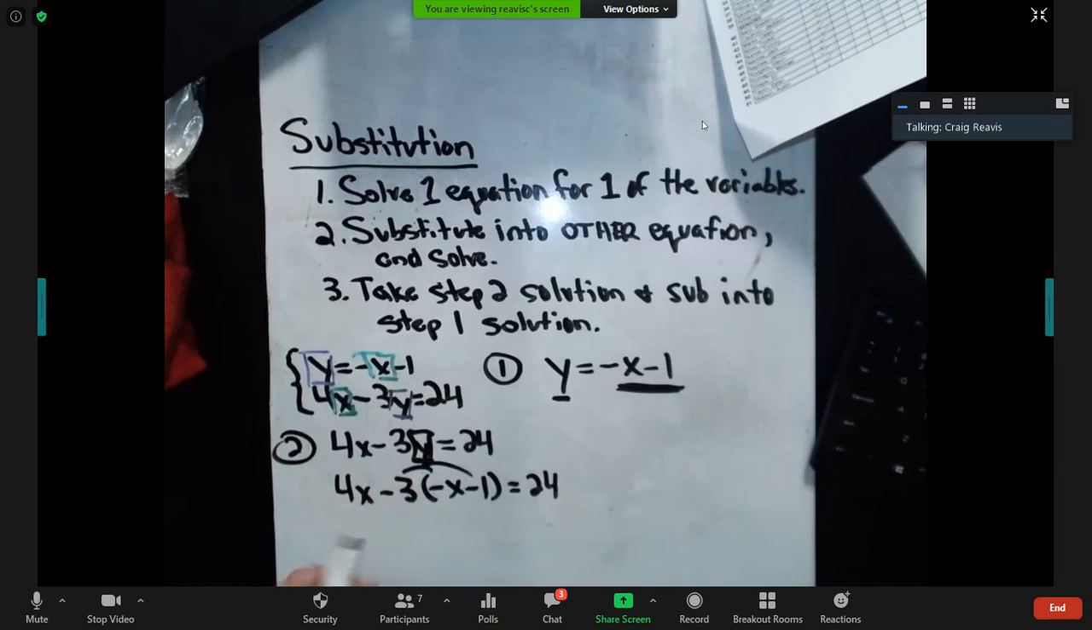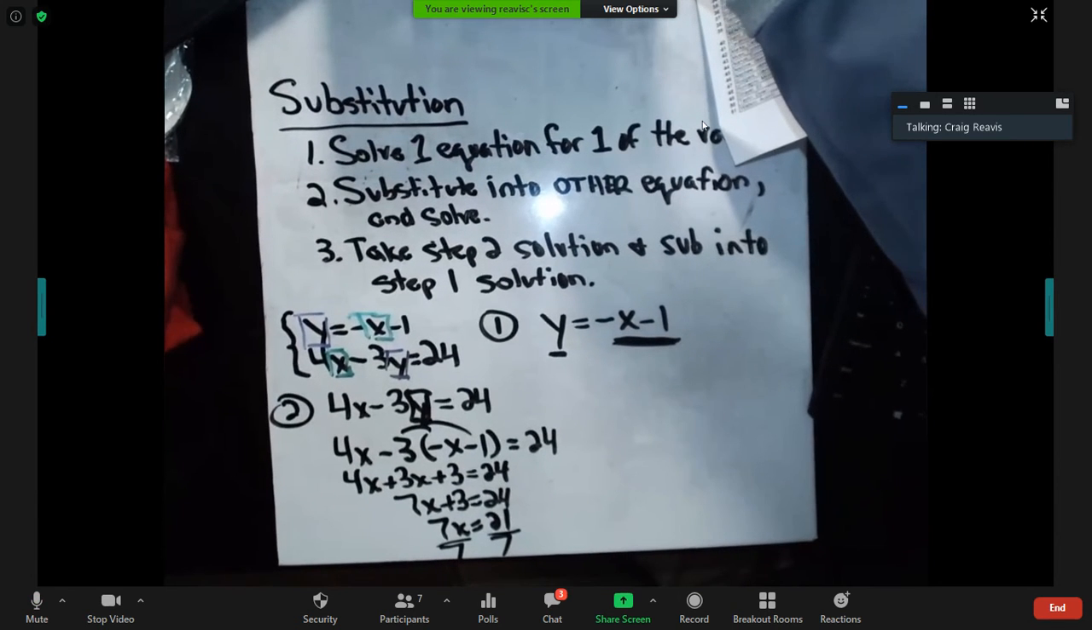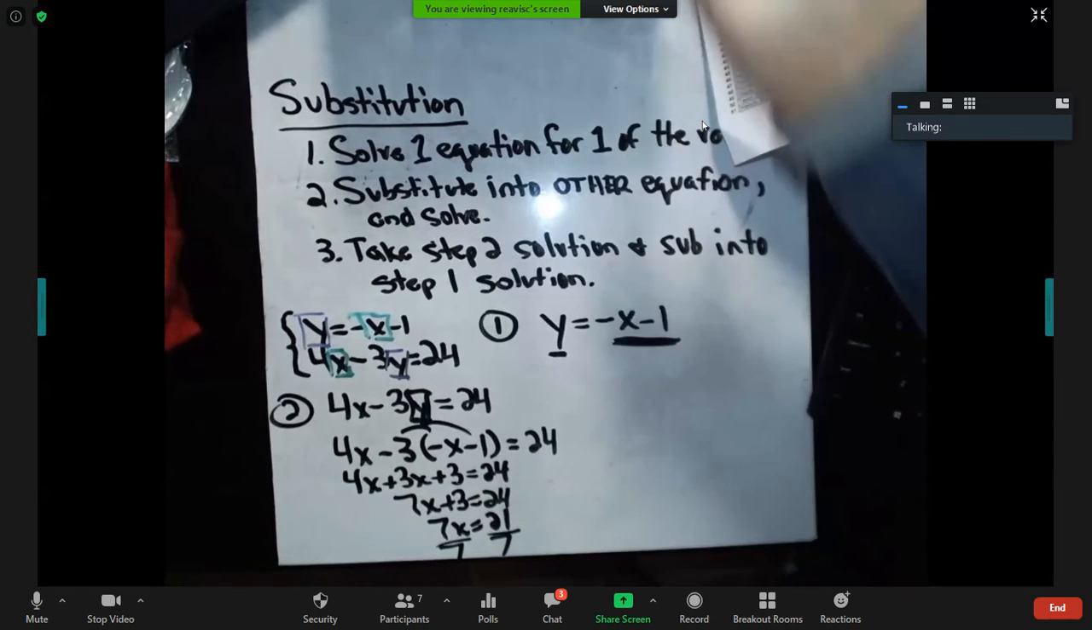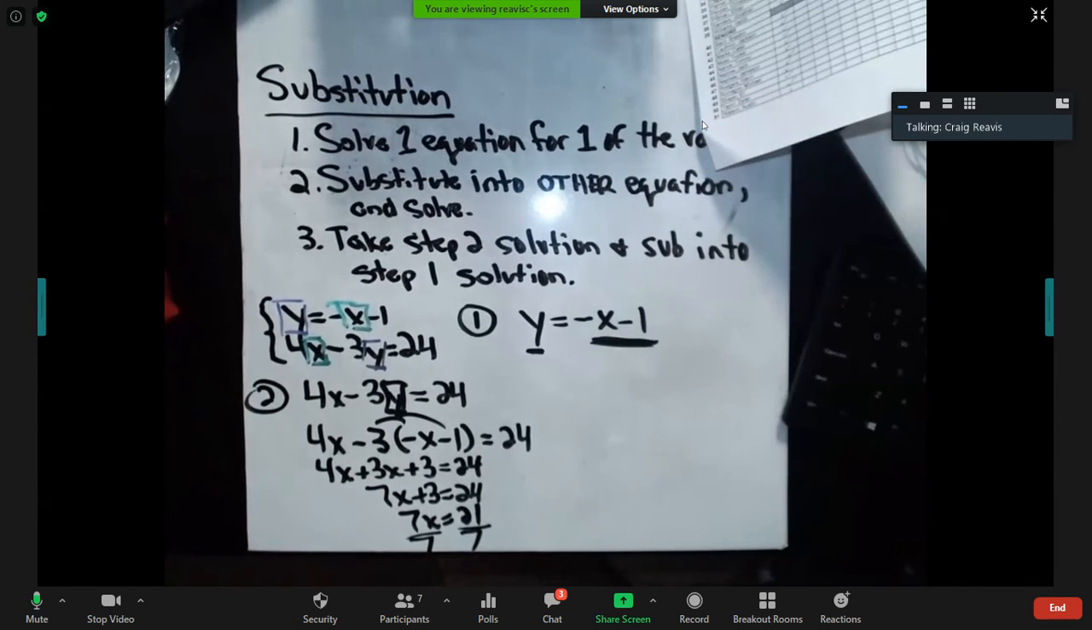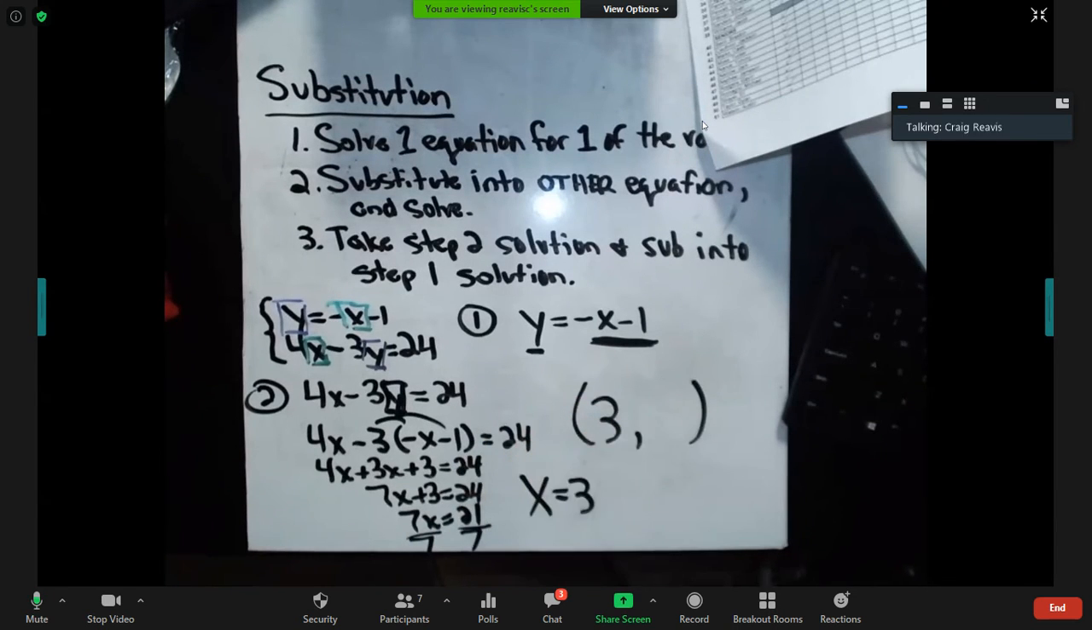So I've got to distribute. I'm going to have 4x plus 3x plus 3 equals 24. 4x and 3x add to 7x. 7x plus 3 equals 24. Subtract 3. 7x equals 21. And divide by 7, which is a little tough to see on there. Let me see if I can scoot this up a little bit. And 21 divided by 7 tells me that x equals 3. So my solution, I know the x coordinate is 3.